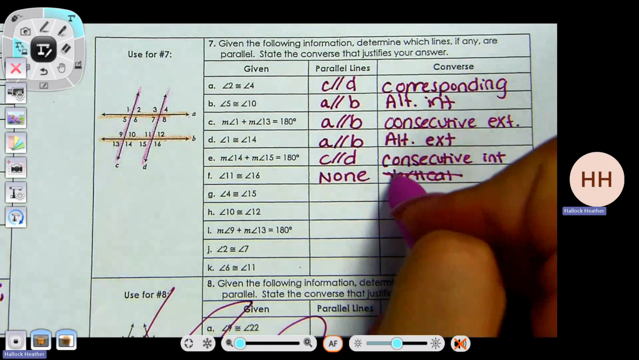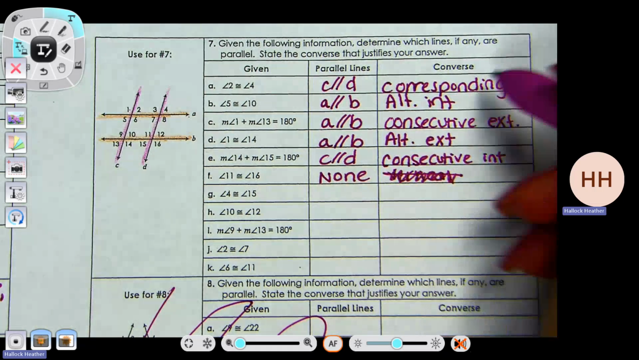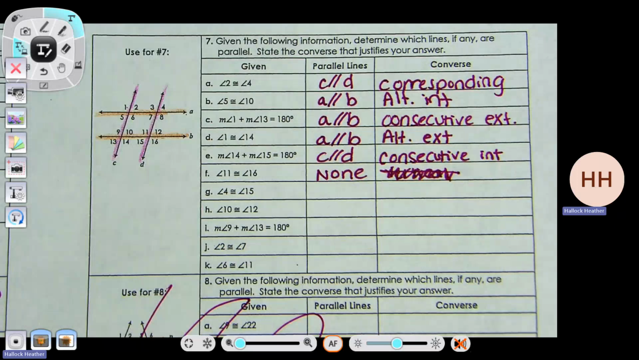It says vertical, but I crossed it out because we can't use that. That's not a converse to prove that lines are parallel. You can't use vertical angles to prove. Wait, that's a parallel. G, A, E, and B, right? 4, 13. Hey, try your problems. 10 and 12 are corresponding.